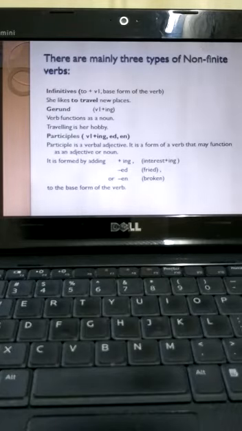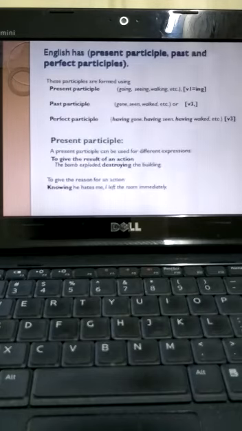Now participle, we are adding either ing or ed or en. In this one we will be particularly studying participle, one of the three types of non-finite verb. So this participle is a verbal adjective, and it is a form of a verb that may function as an adjective or noun, and it is formed by adding either ing, like interest becomes interesting, or ed, fry becomes fried, or en, like break becomes broken. So we are adding either ing, ed or en to the base form of the verb.